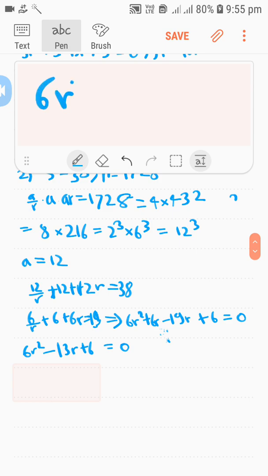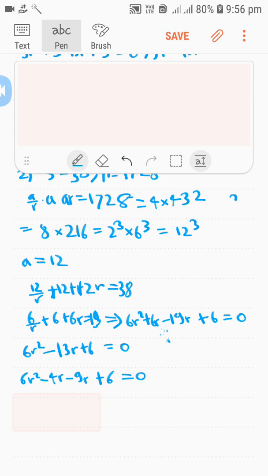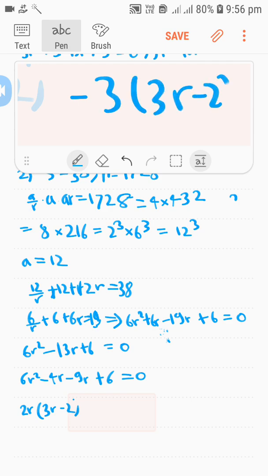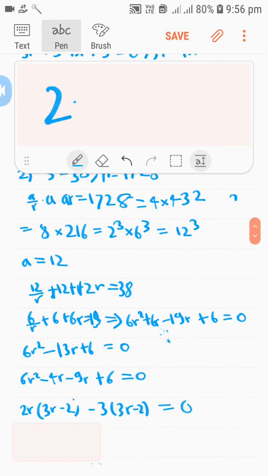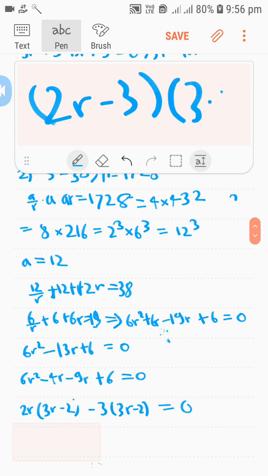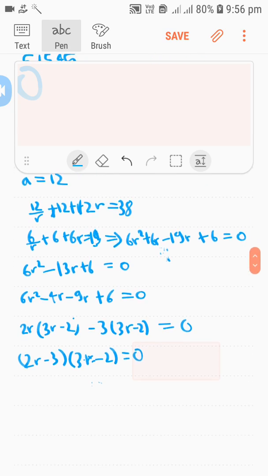Okay, so we can factor this out. 6r squared minus 4r minus 9r plus 6 is equal to 0, which means you can just take 2r out of the first two terms, which will give us 3r minus 2 inside, and then you can take minus 3, so you will get 3r minus 2 once again. This is equal to 0. Now you can take 2r minus 3 into 3r minus 2 is equal to 0. Nice. So from that we can see that r is either 2/3 or it is 3/2.